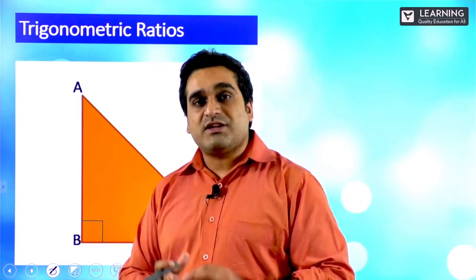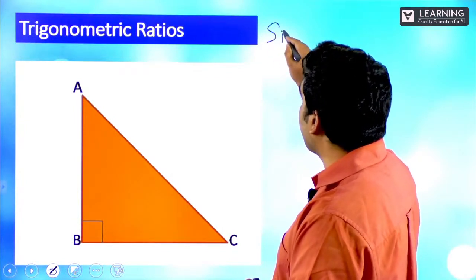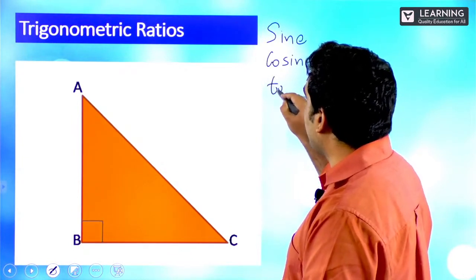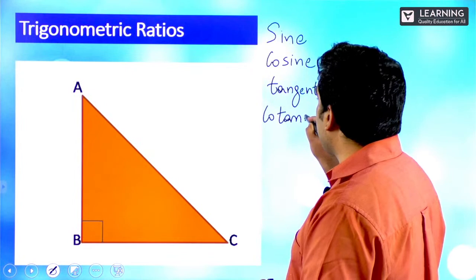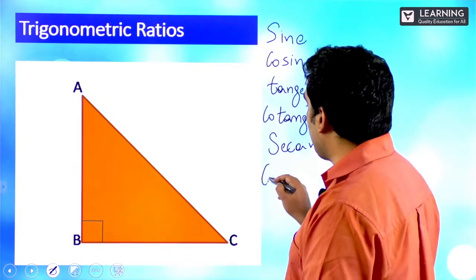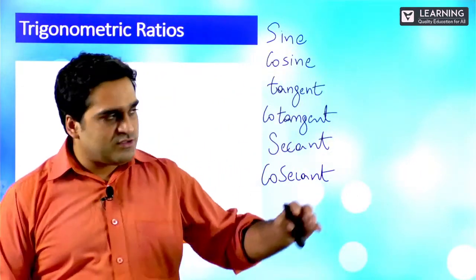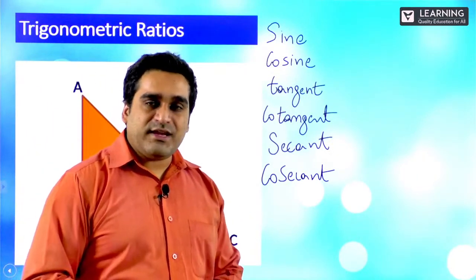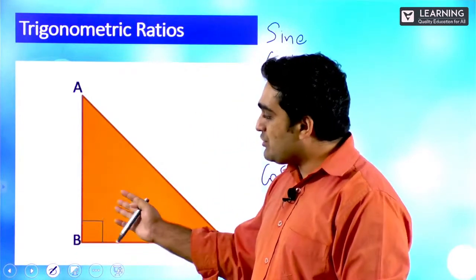Here we will notice some of the trigonometric ratios that you might have learned from your NCERT textbook in class 10. Those trigonometric ratios are sine, cosine, tangent, cotangent, secant, and cosecant. These are the various trigonometric ratios you might have come across in your 10th standard. Let us have a quick recap of how these ratios can be identified using this right-angled triangle.